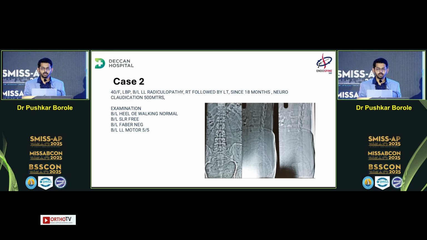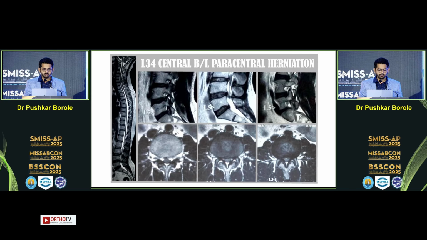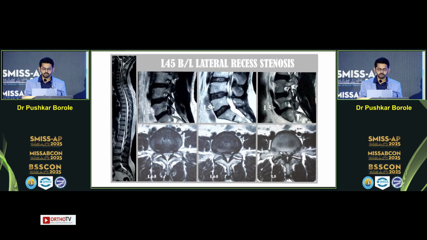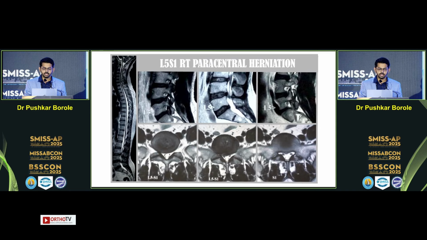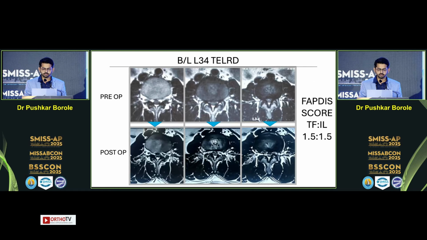Another case of a 40-year-old lady with low back pain and bilateral lower limb pain, right followed by left, since 18 months. Neurogenic claudication at 500 meters, no motor deficit. On MRI, we can see at L3-4 a bilateral paracentral herniation, at L4-5 bilateral lateral recess stenosis, and at L5-S1 a right paracentral herniation.